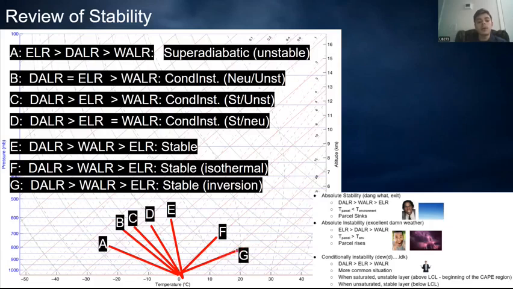So if it's to the right of these isotherms, which are these lines right here, temperature lines, if it's more to the right of that, it's an inversion because the temperature is actually increasing with height. So for every letter A through F, temperature is decreasing with height because it's to the left of the isotherms, but G is so far to the right that it's actually an inversion. I know that can be a little bit confusing. It kind of is, but once you get the hang of it, it makes sense.